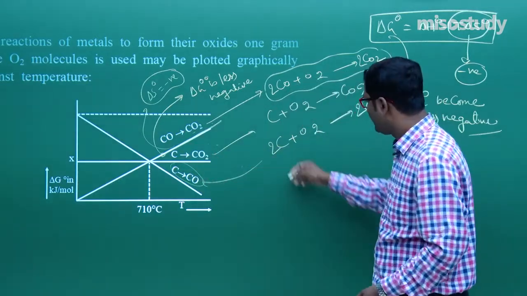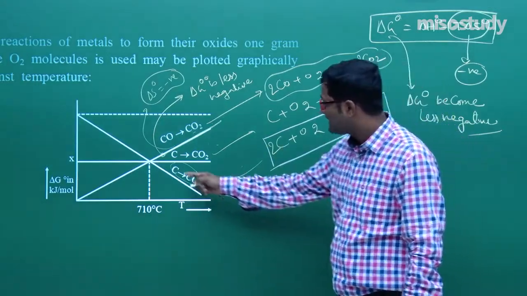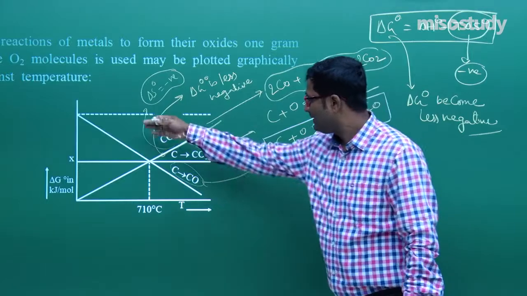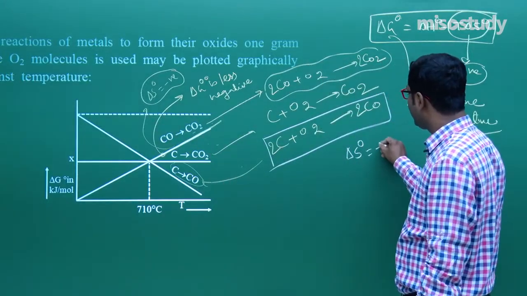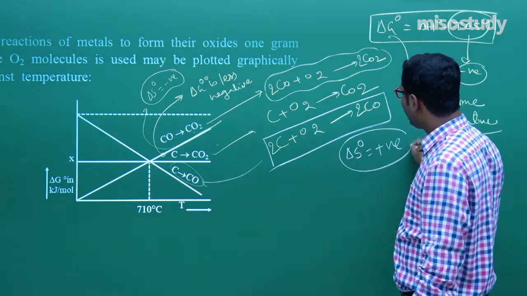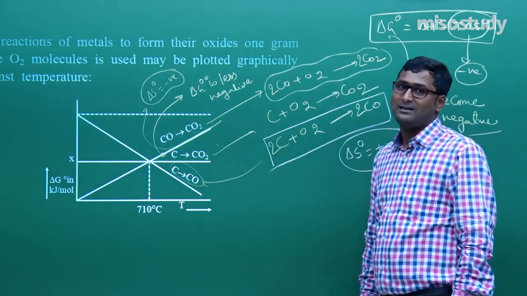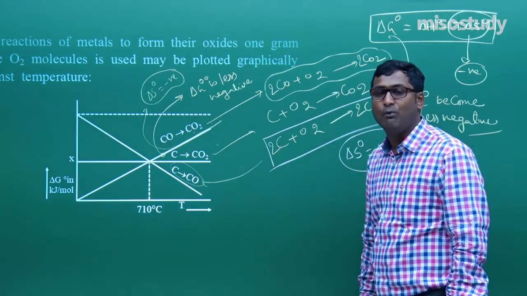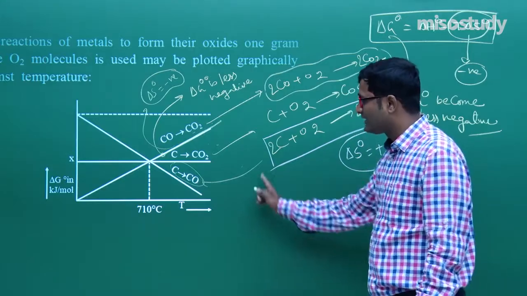Now, next one, if I talk about this reaction, 2C plus O2, wait for a moment, 2C plus O2 which gives you 2CO. In this case, the slope is on the lower side. Why? Because in this case delta S becomes positive. If delta S becomes positive, then what will happen? Sir, in this case delta G becomes more and more negative, that is the slope is decreasing for this reaction.